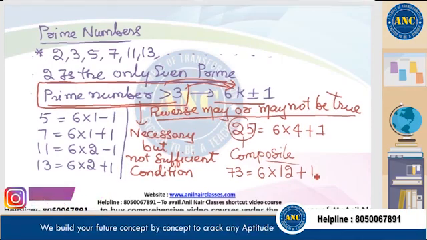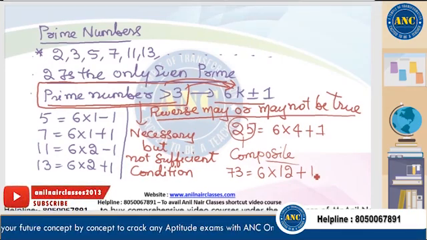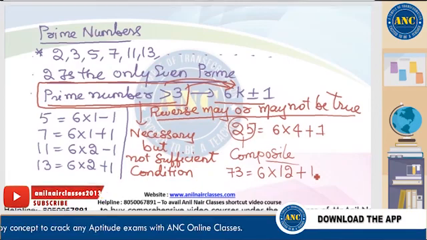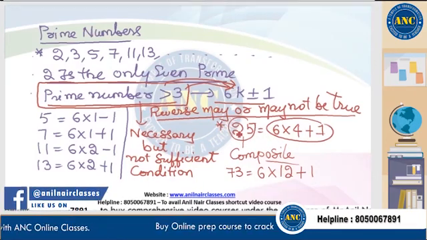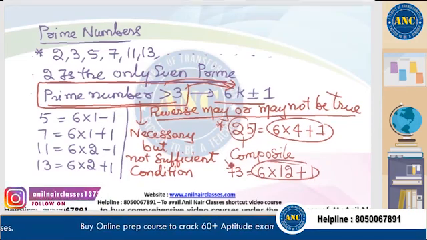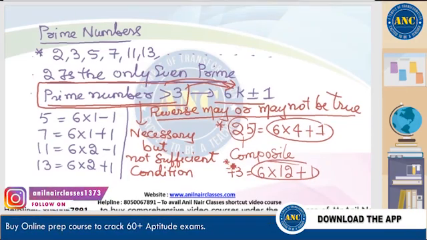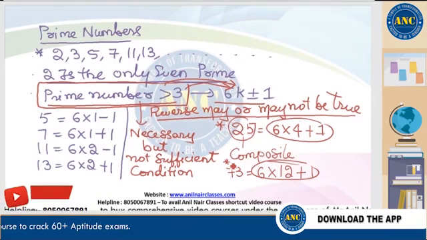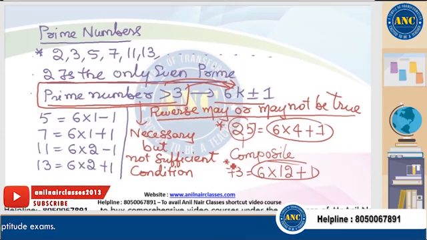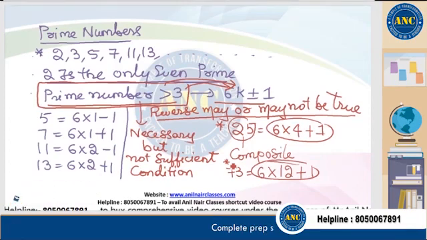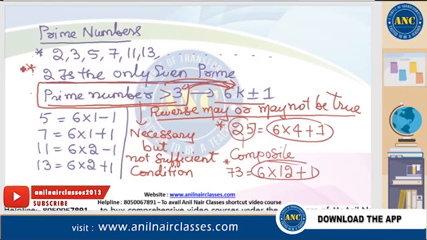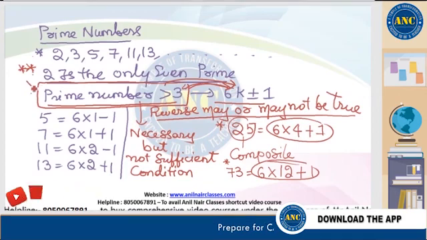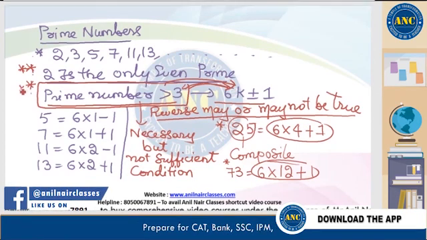We will see how to check whether a number is prime or composite a little later. If you observe, one is of the form 6k plus 1, which is a composite number. Another is of the form 6k plus 1, which is a prime number. Listen again carefully: every prime number greater than 3 is of the form 6k plus or minus 1. The reverse may or may not be true. I will develop a lot of questions to explain this line.